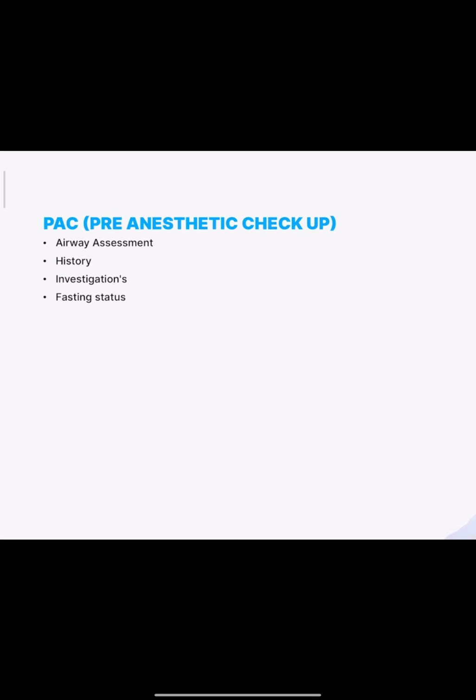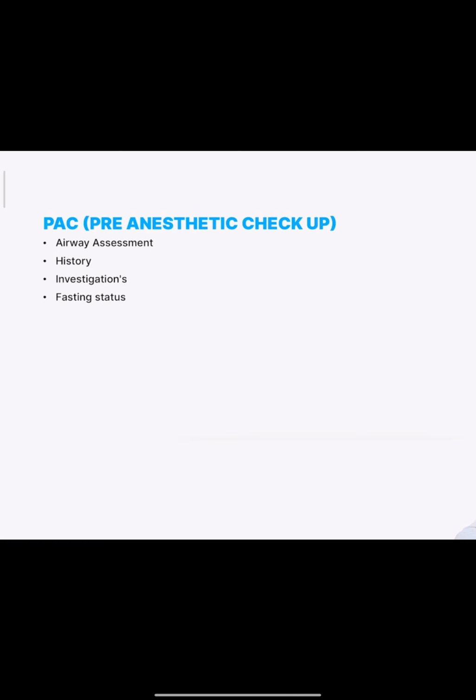Things. The four important things are the airway assessment, history, and investigations, and last is fasting status. Based upon this, you will certify the patient that he is fit to undergo anesthesia or not. So pre-anesthetic checkup is a vital step in anesthesia. Now guys, in this pre-anesthetic checkup, I told you these four things, but the most important thing in the PAC or pre-anesthetic checkup is the airway assessment.